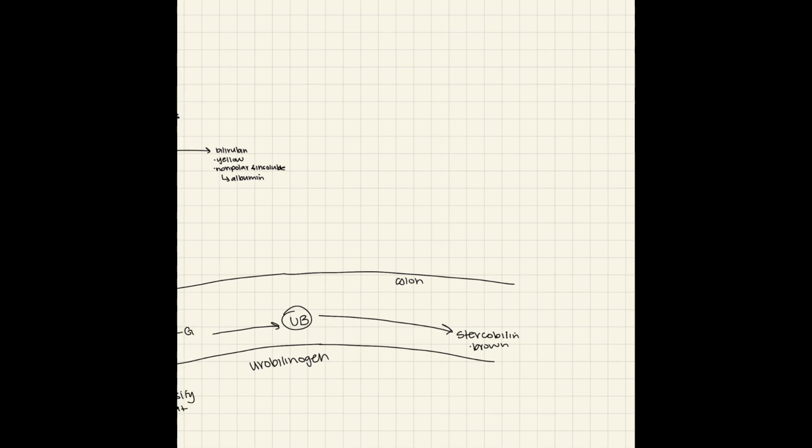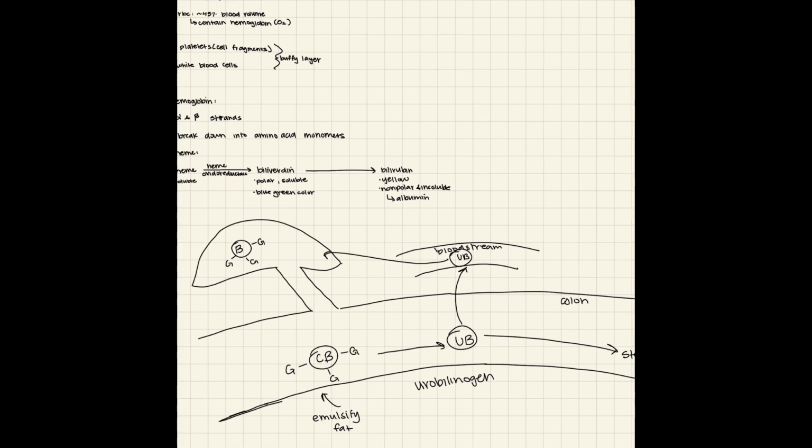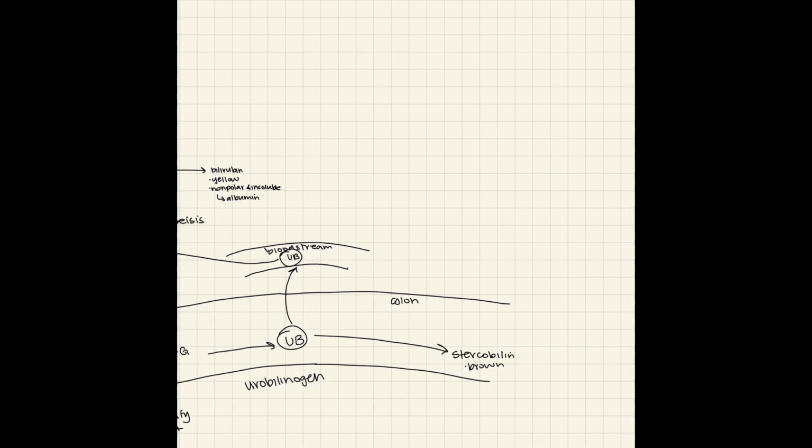Then there's several other ways that we do it. So another way is this urobilinogen is sent out of the intestine, so it's no longer in the intestine anymore, and we send it into the bloodstream. And it travels through the bloodstream. It can go back into the kidneys and become conjugated bilirubin again. And this process, I believe, is hemopoiesis. I want to say it is, but I'm forgetting now.